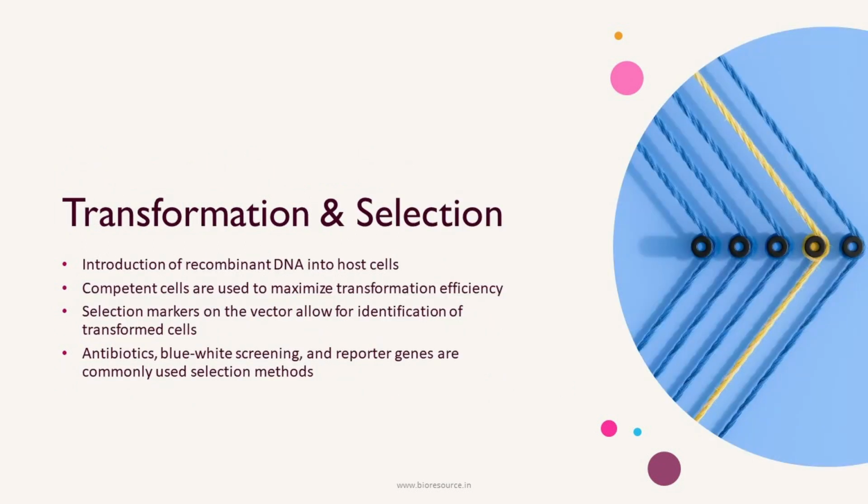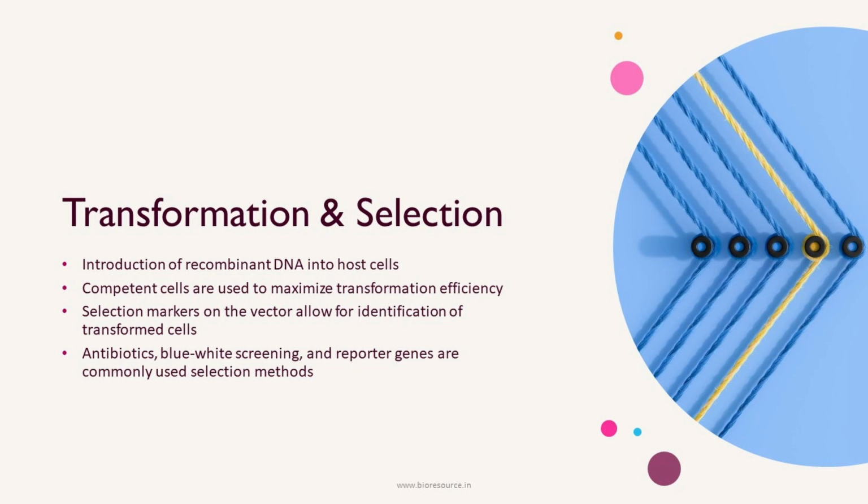Coming to the transformation and selection. Transformation, as mentioned earlier, is the process of introducing recombinant DNA molecules into the host cells. For efficient transformation, competent cells that are receptive to foreign DNA uptake are very crucial. The selection markers incorporated within the vector play a crucial role in identifying the cells that have successfully taken up the recombinant DNA. Commonly used selection markers include antibiotic resistance genes, the blue-white screening system, and the reporter genes.